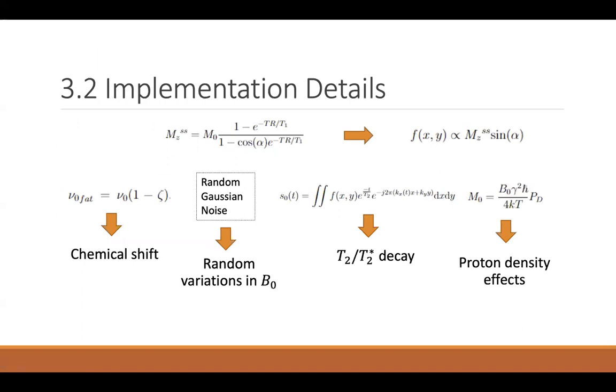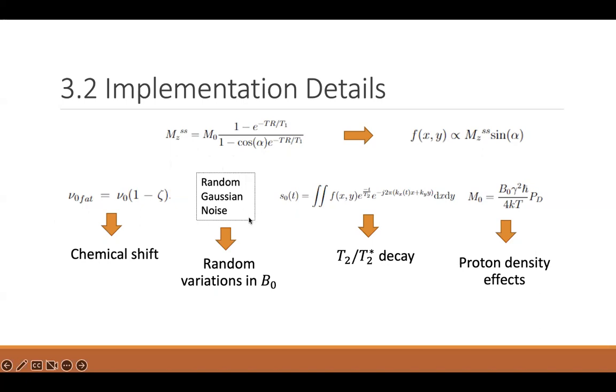For the implementation, we are assuming a steady state longitudinal magnetization Mz after a lot of repetition times in the pulse sequence, and it is given by this relation. Afterwards, the image that we are trying to resolve, which is f of x,y, is proportional to this steady state longitudinal magnetization multiplied with the sine of the tip angle alpha. To account for chemical shifts, we are implementing a 3.35 ppm shift in the Larmor frequency for fat-only regions.